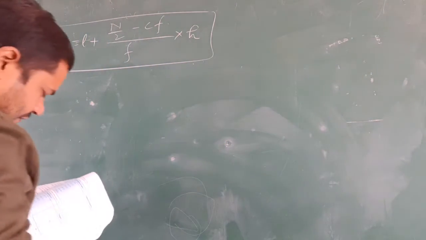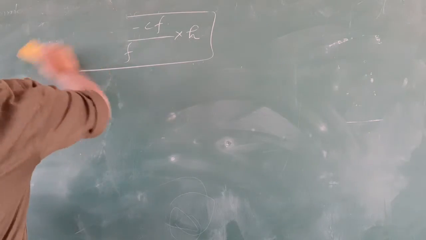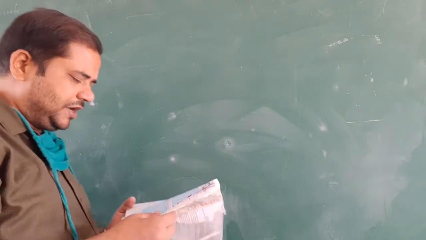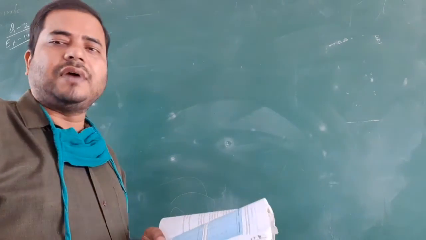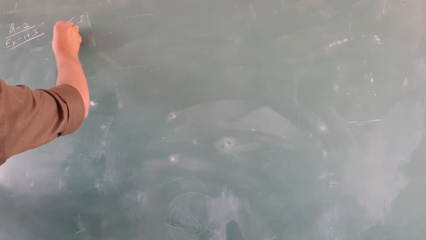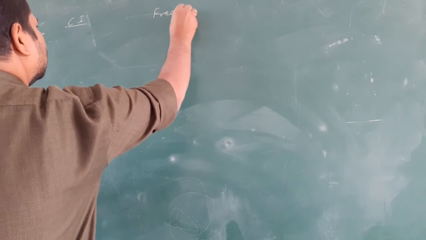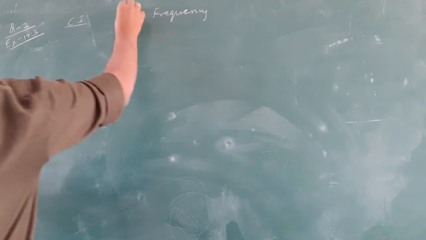If the median of the following distribution is 28.5, find the values of x and y. This is question number 2, exercise 14.3. This is the class interval, that means CI, and this is the frequency.